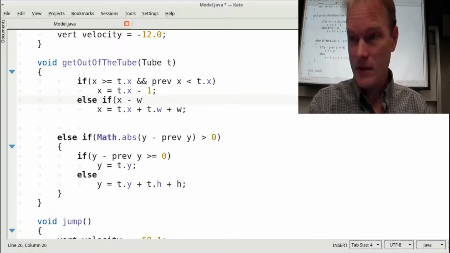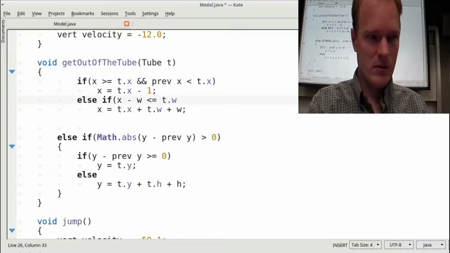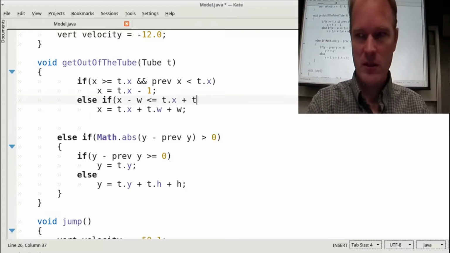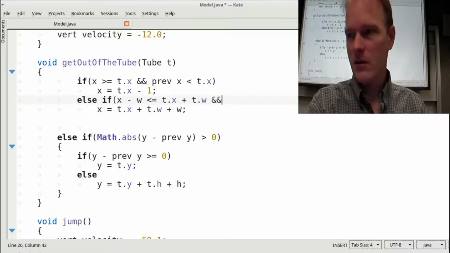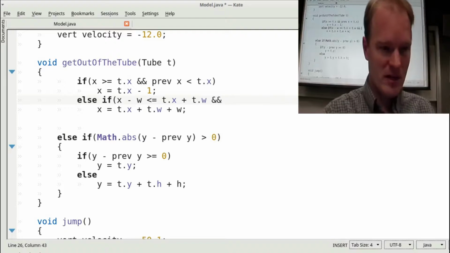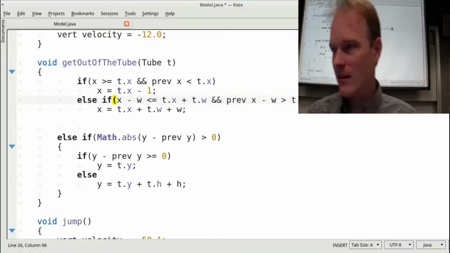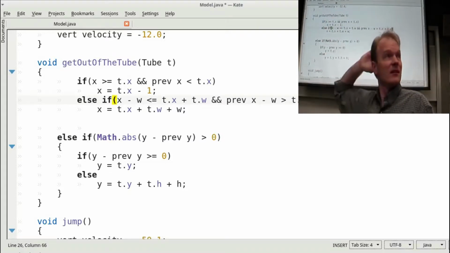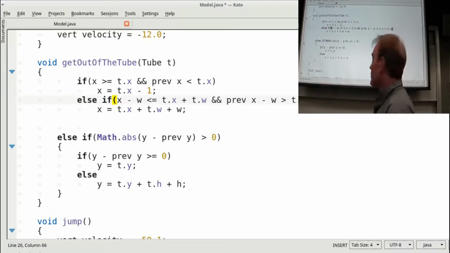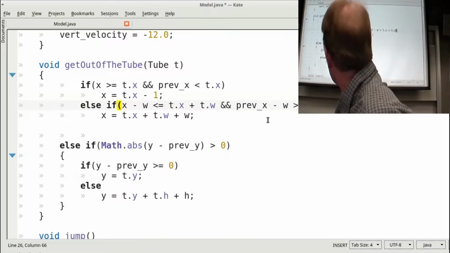But let's see. If x minus the width is less than or equal to the tube's x plus the tube's width, so that means I'm in the right side of the tube now. And I didn't used to be, so we'll just write the same thing. Prev x minus width is more than tube's x plus tube's width. Now that looks like some really nasty logic, doesn't it? But can you read it? You get how it's the x position minus the width. Okay. Wait, you can't see my underscores. There we go. That's better.